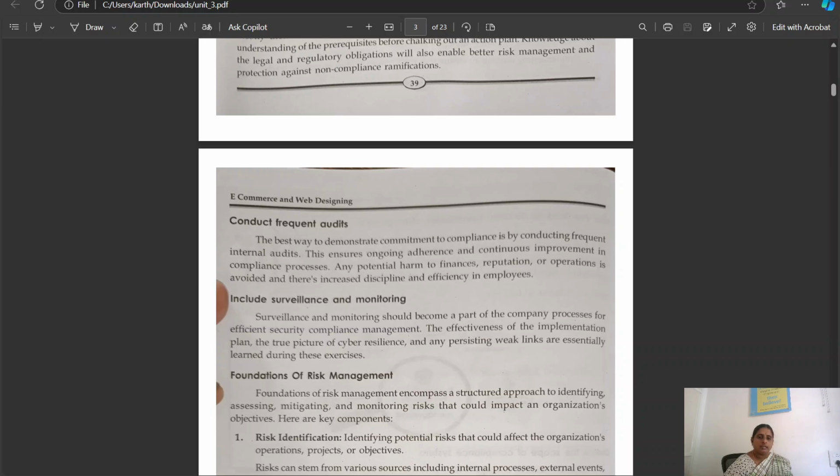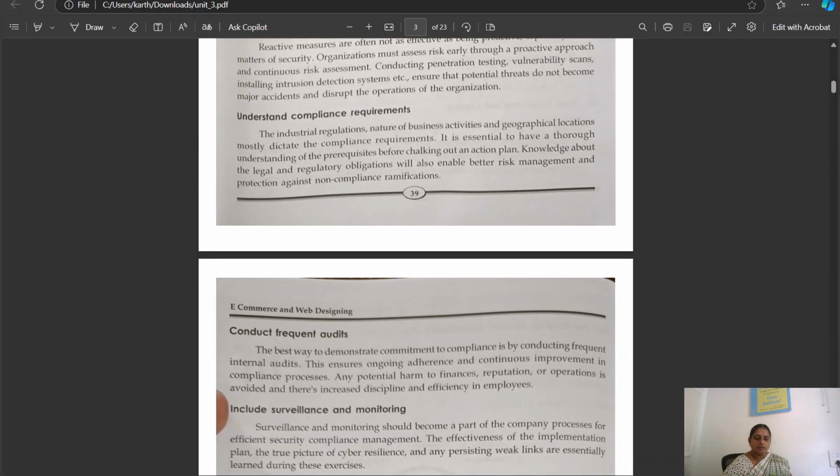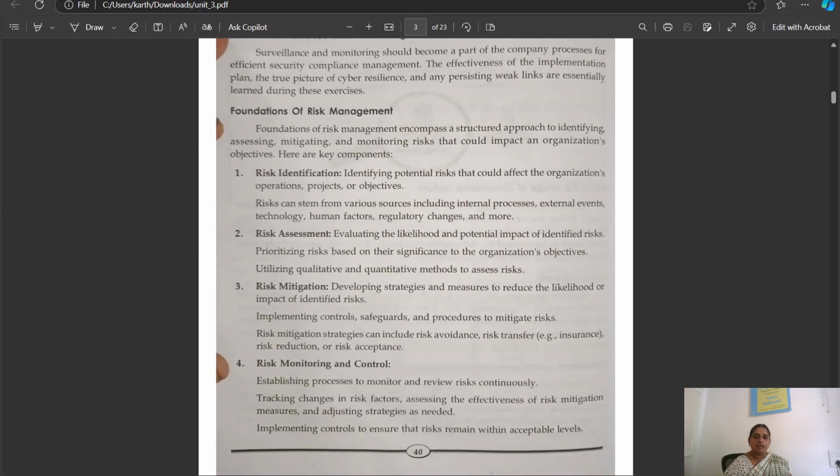And next, include surveillance and monitoring. Surveillance and monitoring should become a part of the company processes for efficient security compliance management. The effectiveness of the implementation plan, the true picture of cyber resilience, and any persisting weak links are essentially learned during these exercises.